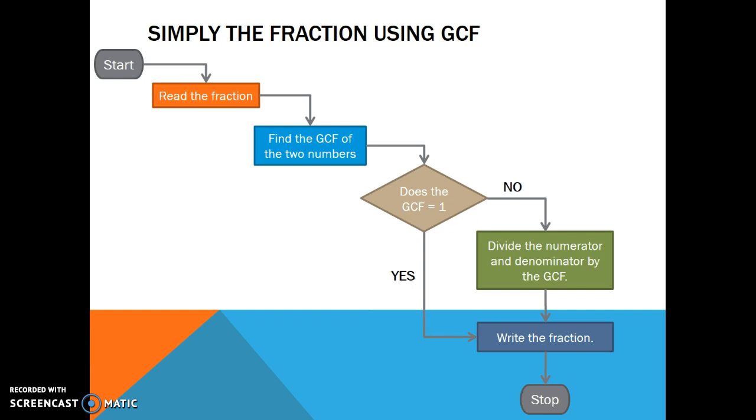So when we're looking at a fraction, we're going to use the same process. We look at the fraction, then we find the greatest common factors of the two numbers, the numerator and the denominator. If the greatest common factor is 1, then we're done. The fraction is simplified. However, if the greatest common factor is not 1, then we need to divide the numerator and the denominator by the greatest common factor. Then we will write the fraction and then we'll stop.